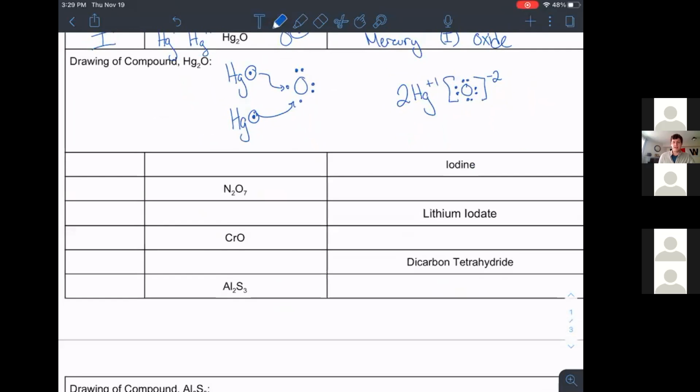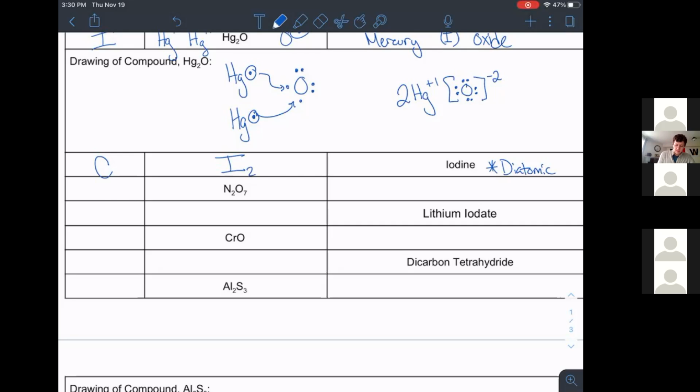All right, our next one, iodine. Iodine is a nonmetal, so it's going to be a covalent bond. And iodine is a diatomic, which means it is I2, because there needs to be 2 of them for diatomics.